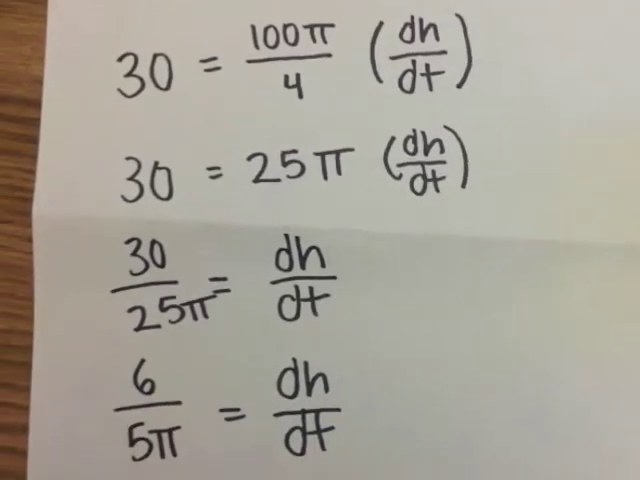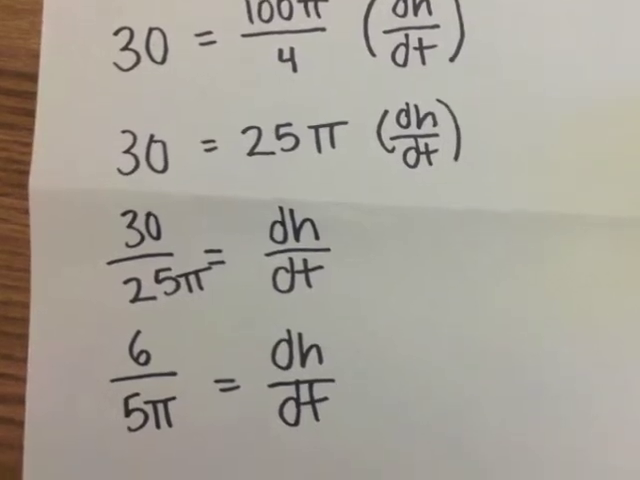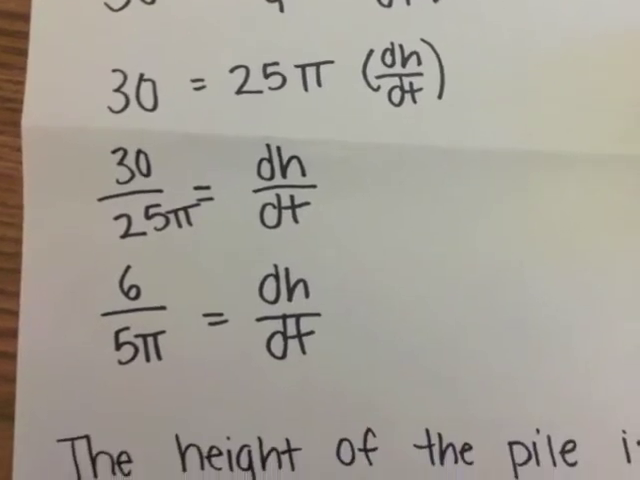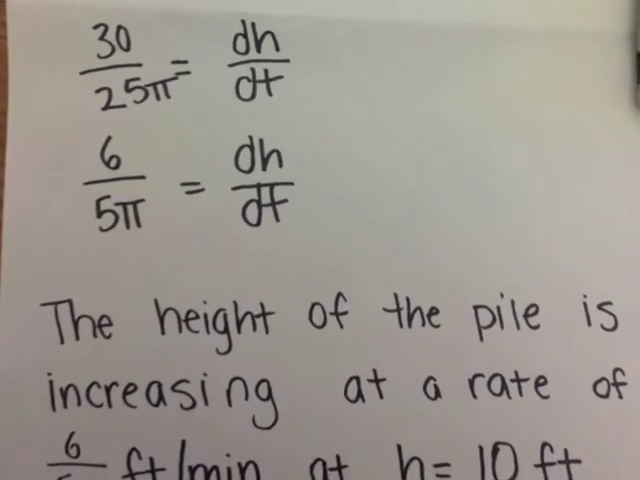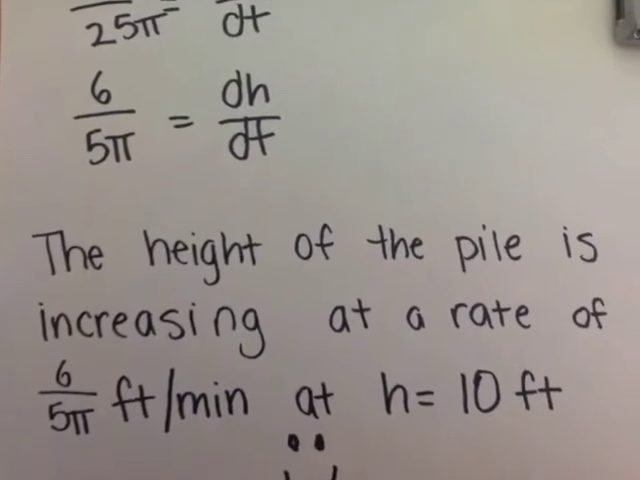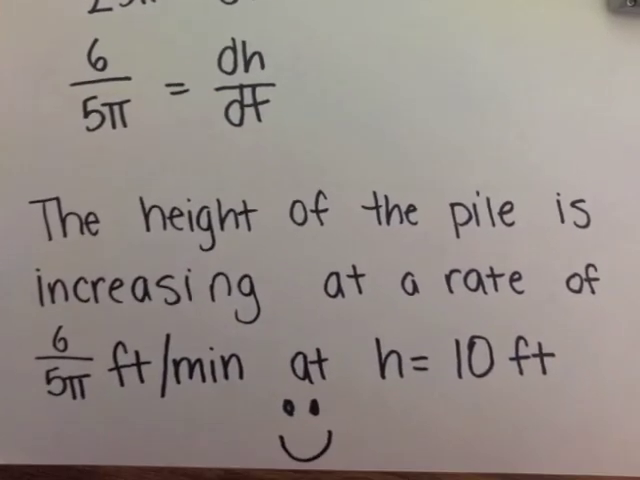Now remember, the main goal of this problem is to find dH over dt, so to do that we'll have to get dH over dt by itself. That means we have to divide 30 by 25 pi. This is easily simplified as well, being equivalent to 6 over 5 pi. So now we finally have our answer. The height of the cone, or the pile of gravel, is increasing at a rate of 6 over 5 pi feet per minute when it's at the height of 10.